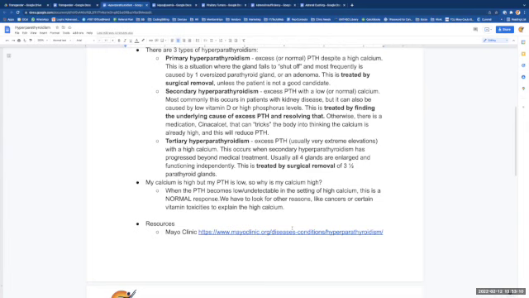When you have questions about this topic, the Mayo Clinic has a wonderful section about hyperparathyroidism on its website, as does the National Institutes of Health.